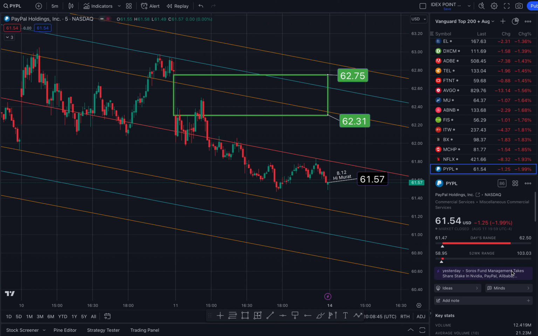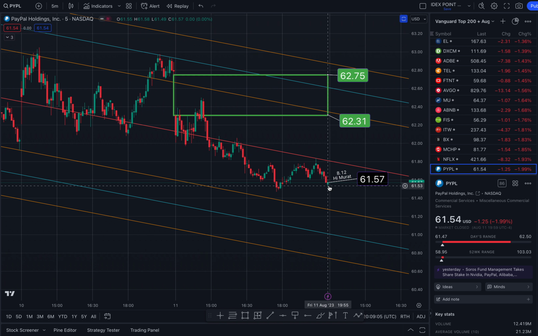Now, first to the 5-minute time frame, we ended the week at $61.54, and that is down roughly 2%. Now, the 52-week low, $58.95. The 52-week high, $103.03. This is where we are.